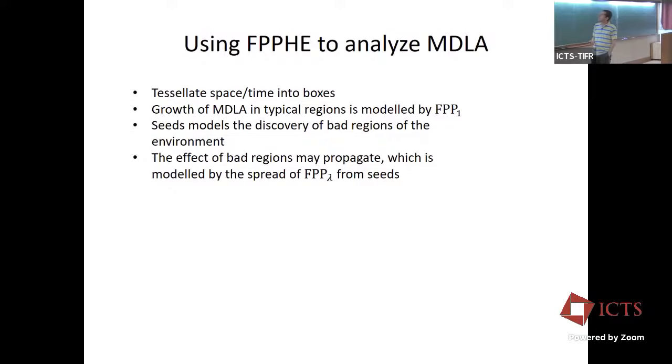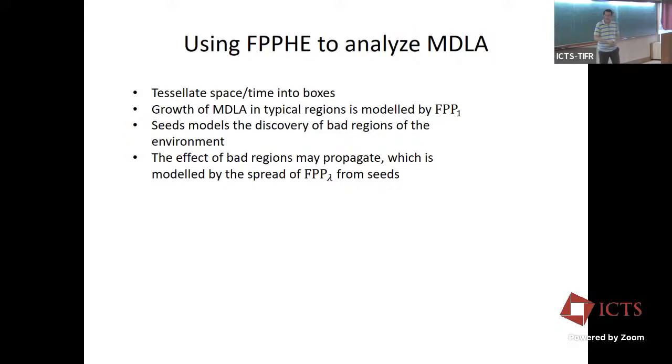Okay, so now before telling the results on this model, actually the model is called first passage percolation in a hostile environment. Yeah, that was Vada's idea. He was very creative in getting names for things, so he suggested this name. We call it FPPHE. And let's see how we use this model to analyze MDLA.